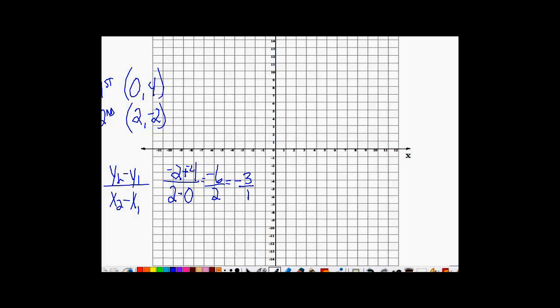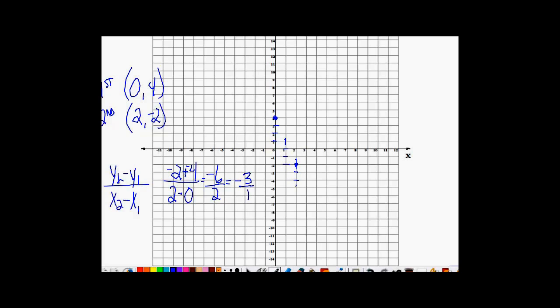So let's plot my points. I've got 0, 4 right here. I've got 2, negative 2 right here. So this is saying that I should go down 3 over 1. So down 1, 2, 3, over 1. Down 1, 2, 3, over 1.